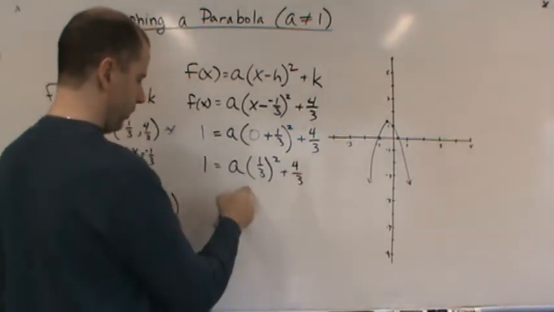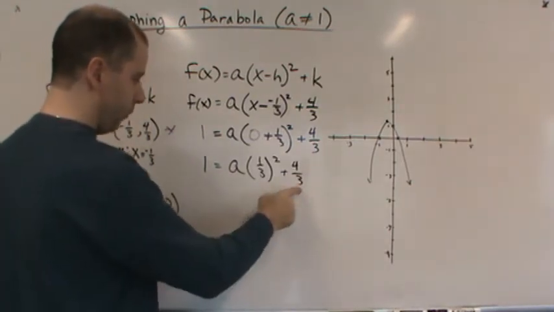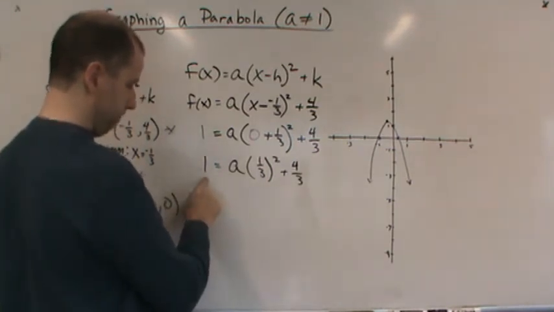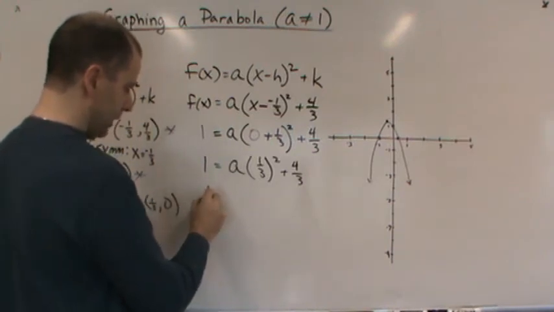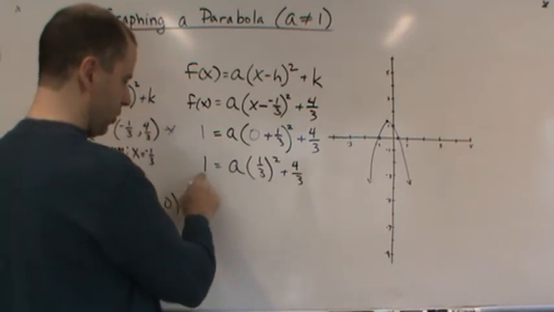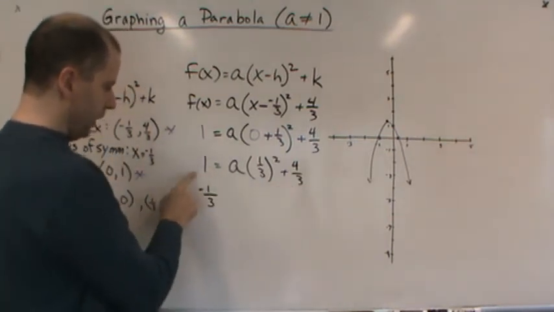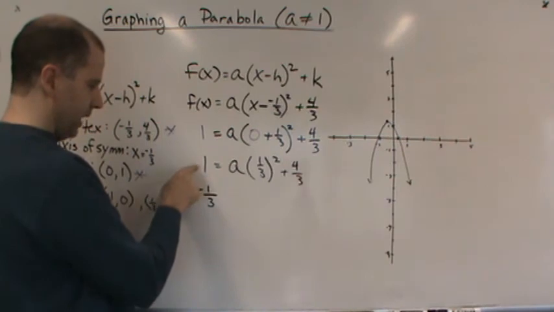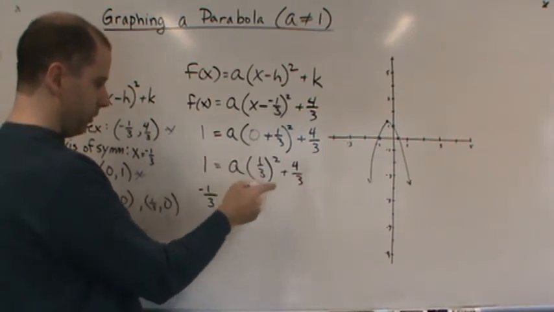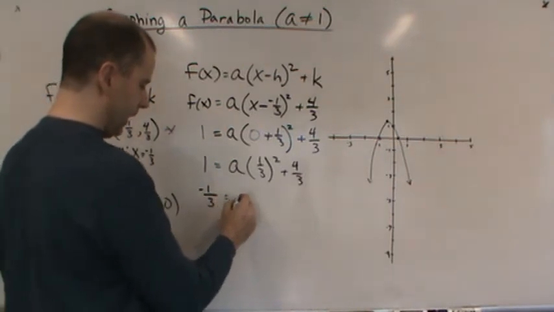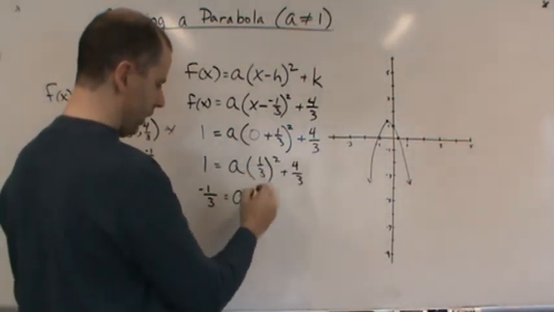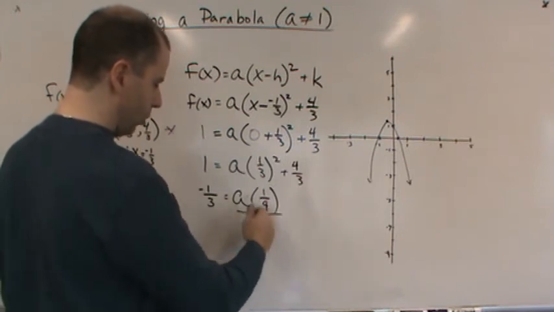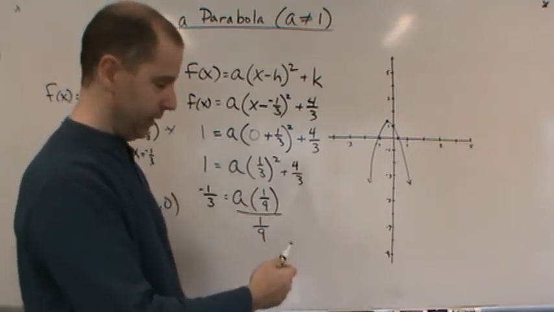I'm going to subtract 4/3 from both sides, and I get negative 1/3. Just make sure you know how to subtract the fractions. I can rewrite this 1 as 3/3, and 3/3 minus 4/3 gives me negative 1/3. That equals a times 1/3 squared, which gives me 1/9. Now all I have to do is divide by 1/9, or in another way, multiply both sides by 9.